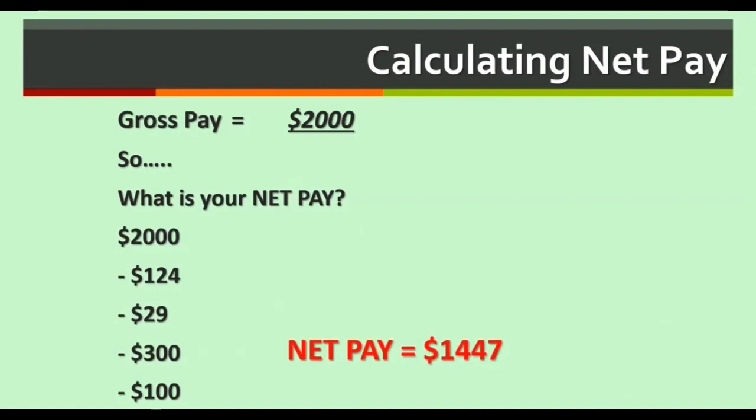Notice if our gross pay was $2,000 and our net pay was $1,447, that means we kept roughly 72-ish% of our pay. So we kept 72%, which means about 28% went toward taxes. And that's pretty accurate.